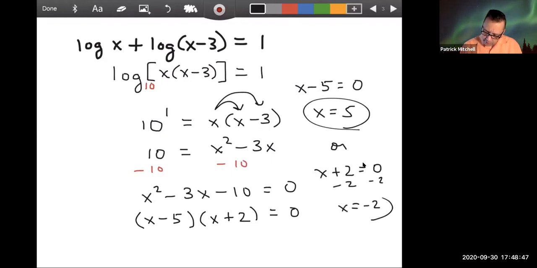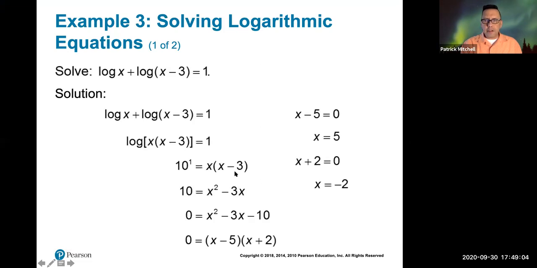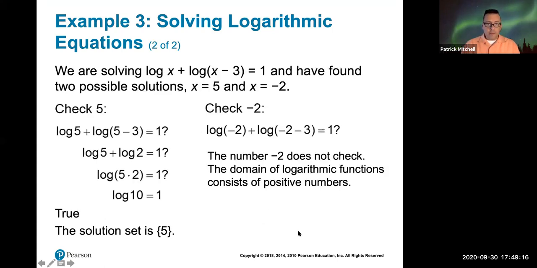Now, don't misunderstand. I'm circling these answers, but at this point, these are only proposed solutions. So I'm going to go back to the PowerPoint to show you the check. All right. So there is what we just did. Wow, it looks almost identical to what I wrote on my tablet, except, of course, theirs is a lot neater. All right, but here's the check.